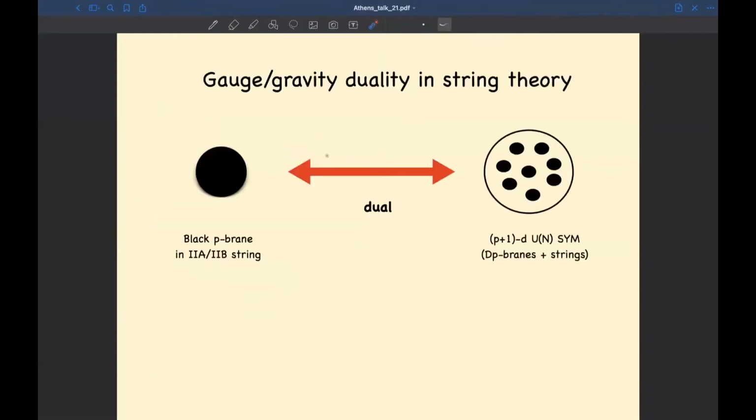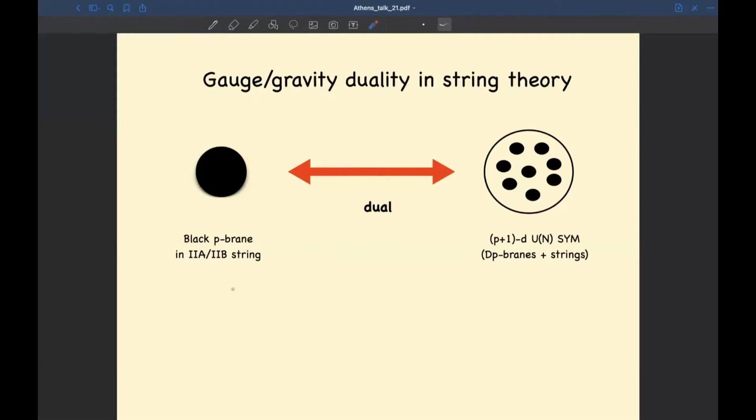So starting, I would like to introduce a little bit of the gauge-gravity duality so that everybody is on the same page. I will assume basic knowledge of string theory. Maldacena in '97 proposed that a black p-brane in type IIA and type IIB string theory should be dual to p plus 1 dimensional super Yang-Mills theories with U(N) gauge group. So the equivalence should be that a black p-brane is dual to a bound state from the field theory point of view.